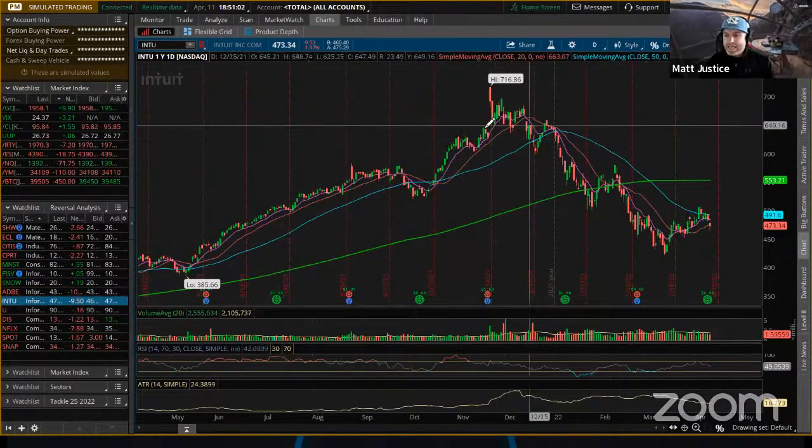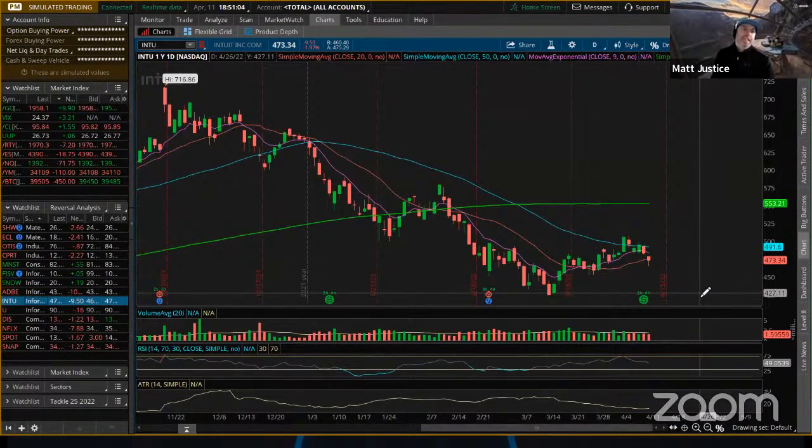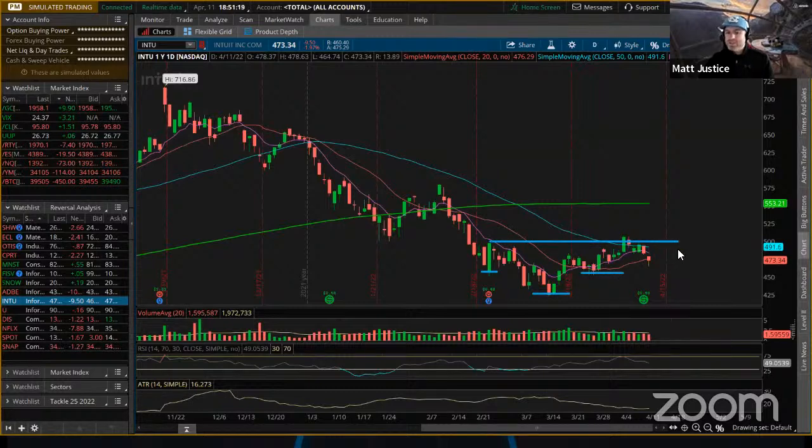Let's take a look at Intuit. What do you guys got this one at? I got this one as a head and shoulders. I like this head and shoulders on Intuit, actually. When you're looking here, left shoulder, head, right shoulder, horizontal resistance at a significant whole number.